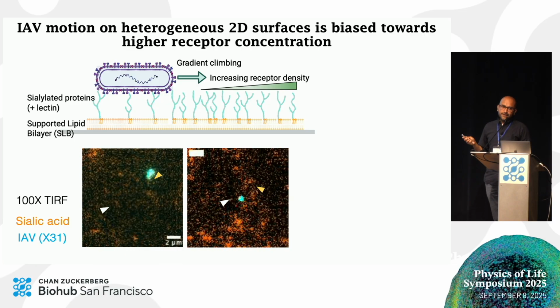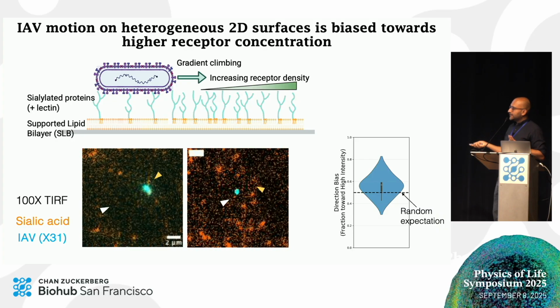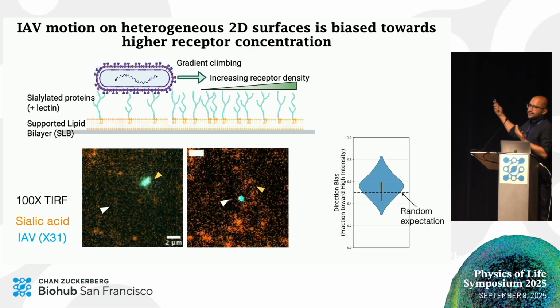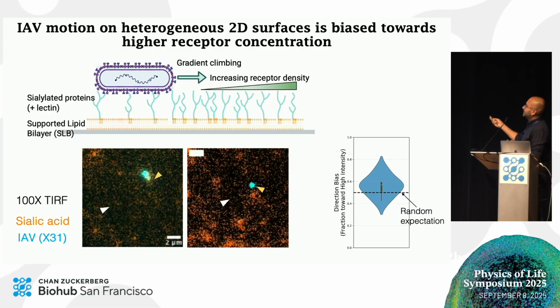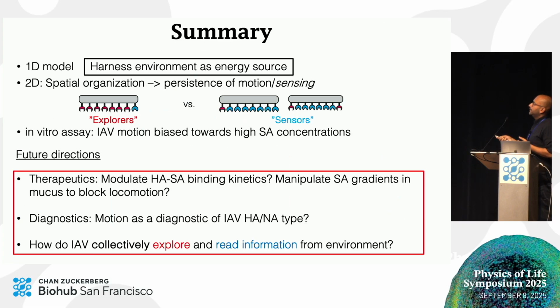If I take data from these experiments and correlate motion with the intensity of sialic acid, I see a systematic bias, even for these spherical virions, towards higher sialic acid intensity. To summarize, the 1D model explains how these virions hijack the extracellular environment. And the 2D model explains how the trajectories are persistent for a given molecular architecture, and this idea of a distributed transport strategy. I've also developed an in vitro assay that can help test some of these hypotheses.